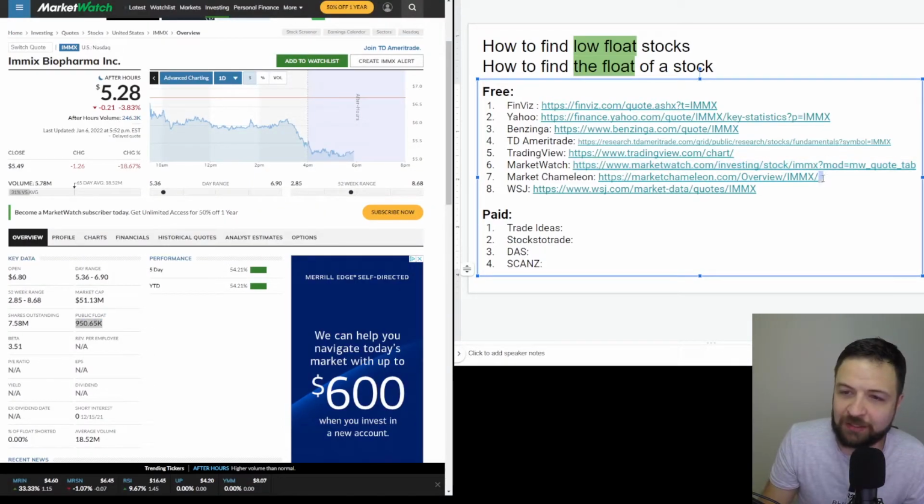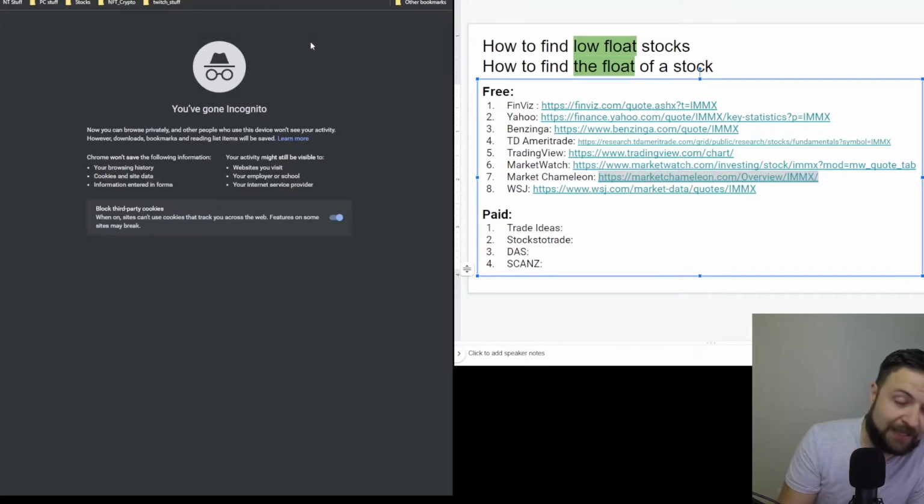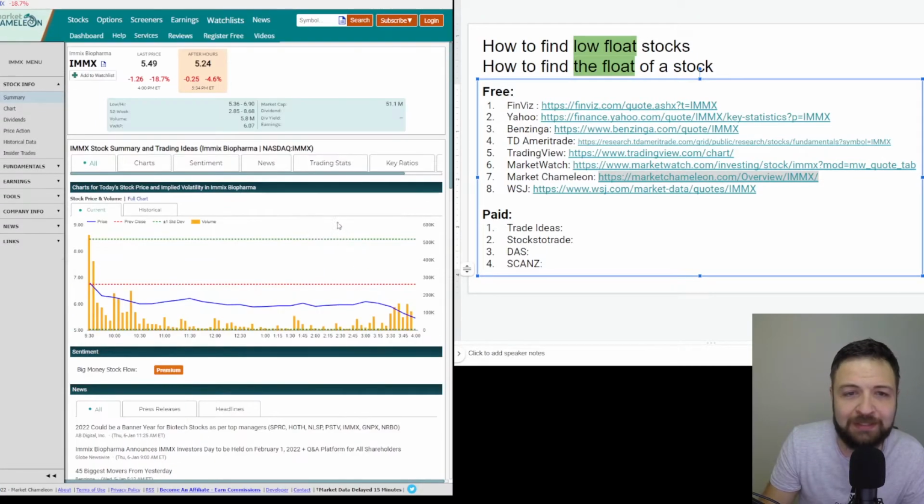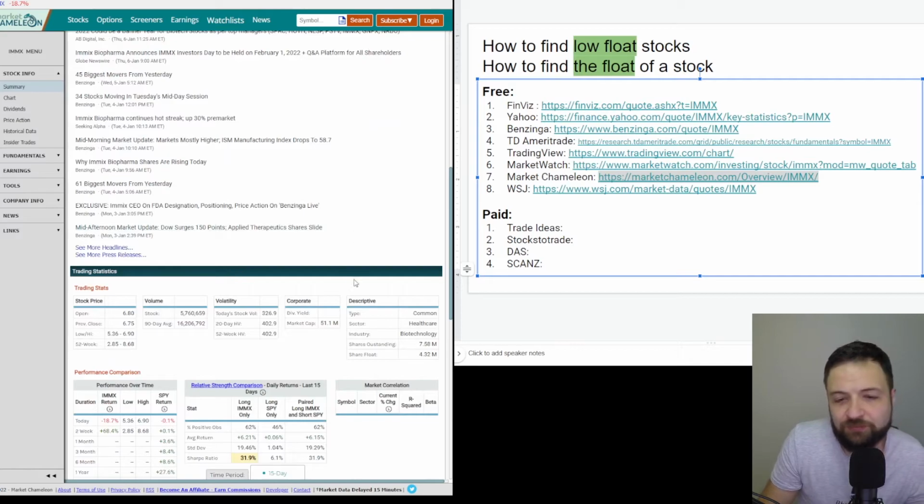Interesting, right? Another option, Market Chameleon. Okay, let's go to that one. That one's not really popular for anything, but it does report float, which I believe is awesome too.